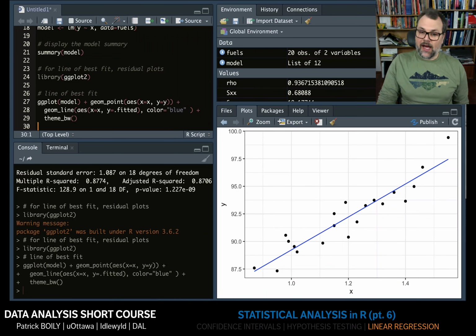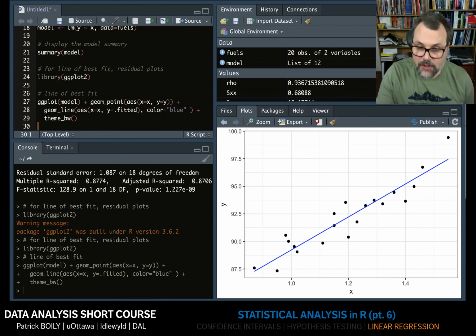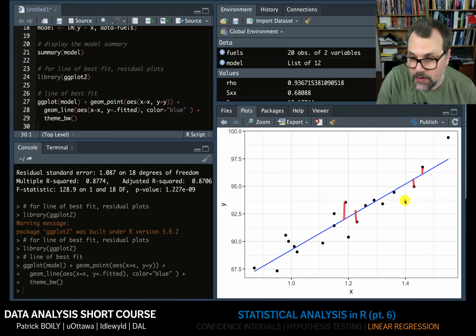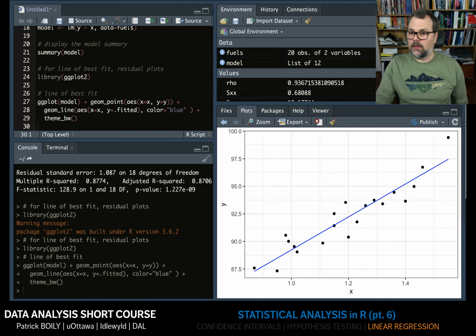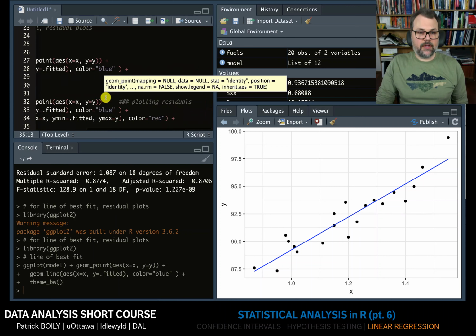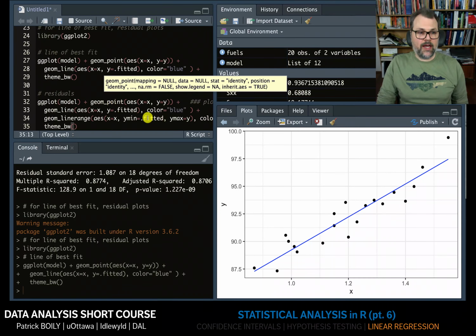If you wanted to add the residuals, remember the residuals, these quantities here, you can modify the call just a little bit. It stays roughly speaking the same, but now we will add a new object called line range.